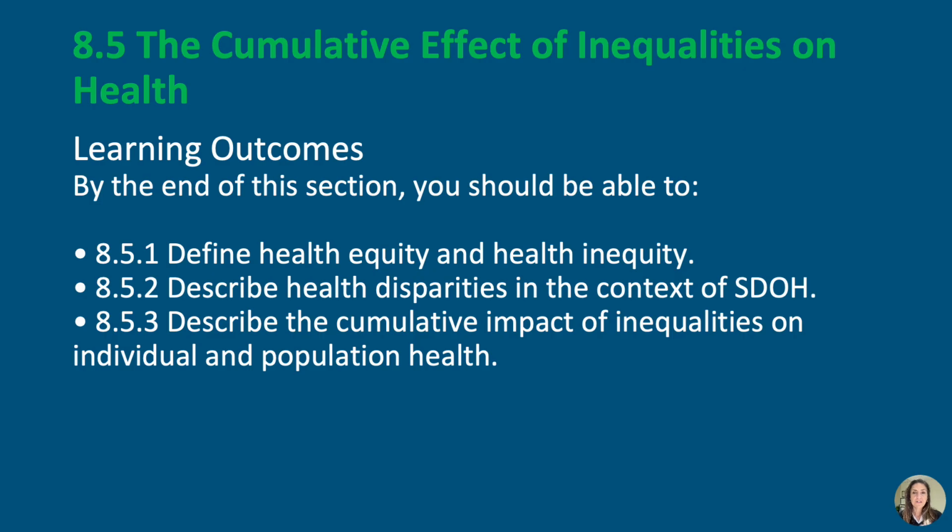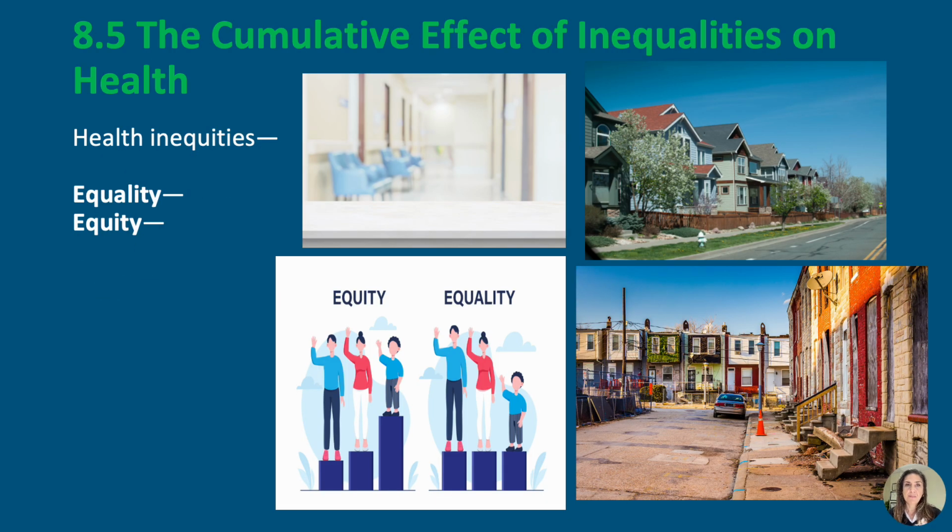So here now we're going to look at health inequity, health disparities, and social determinants of health, and this cumulative impact of inequality on individual and population health. So health inequity is differences in health status and resources between population groups, and this can arise from social conditions. Equality, when we talk about that, this is situations where individuals are given the same resources and opportunities. And equity is everyone is not the same, but resources are distributed as needed by an individual to each individual to reach an equal outcome.